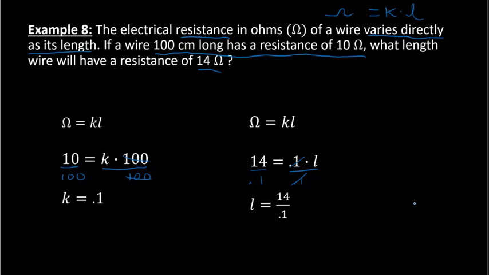I have 14 divided by 0.1. That equals L. And I can do this on a calculator, or I can multiply top and bottom by 10 to get rid of that decimal in the bottom. That gives me 140 over, move that over one space. So I have 140 over 1, which is 140. So my solution is that the length would equal 140 centimeters.